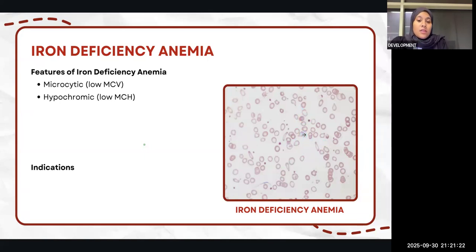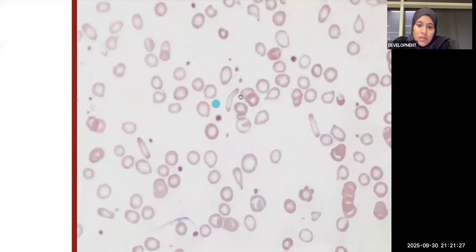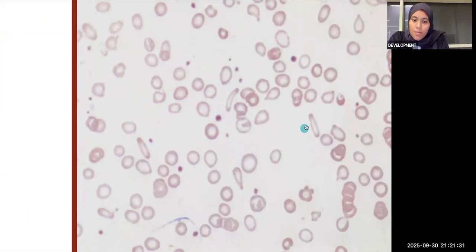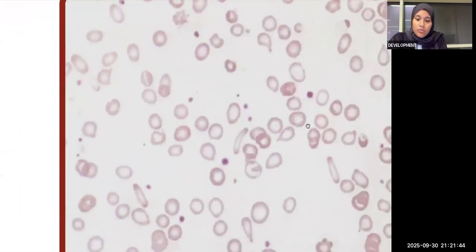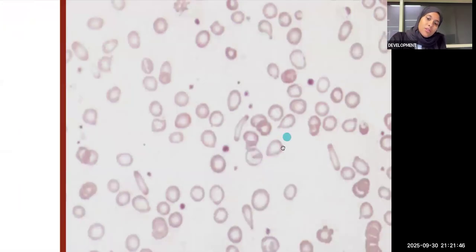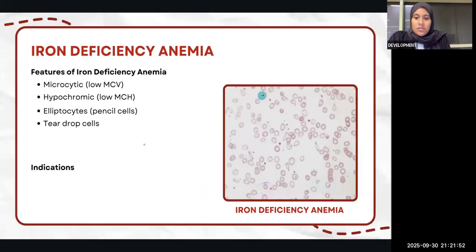What do you see in iron deficiency anemia? You see elliptocytes or pencil cells. This is an elliptocyte. You could either say elliptocyte or you could say a pencil cell, because they look like pencils. You can also see teardrop cells. Let me find one here. This is a teardrop cell. It looks like a teardrop. This is another teardrop cell.